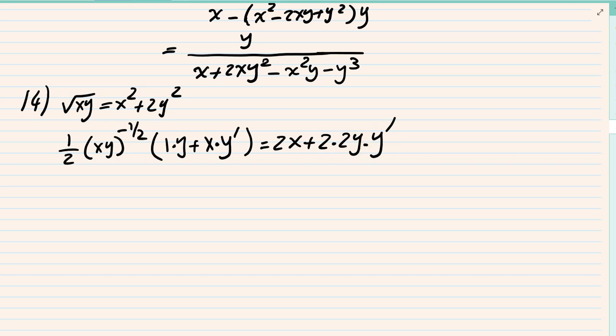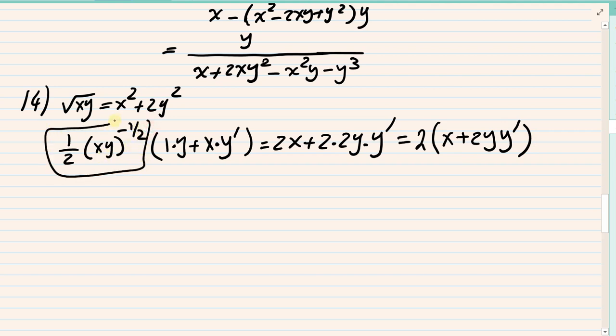Okay, so what I want to do is this. I want to factor on the right side, factor a 2. So that's going to equal 2x plus 2y y prime. Okay, now let's multiply both sides by 2xy to the 1/2. I'm trying to get rid of that part. So I'm going to multiply both sides by 2 times xy to the 1/2.